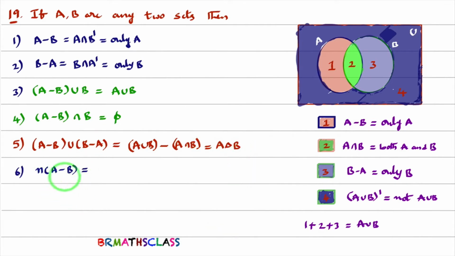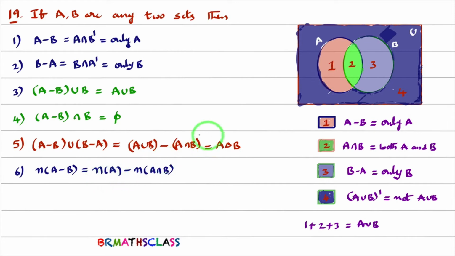See this n of A minus B. What is n of A minus B? The number of elements present in A minus B. A minus B means only A. So it can be written like this: the number of elements present in set A minus the number of elements present in A intersection B. Please try to understand.